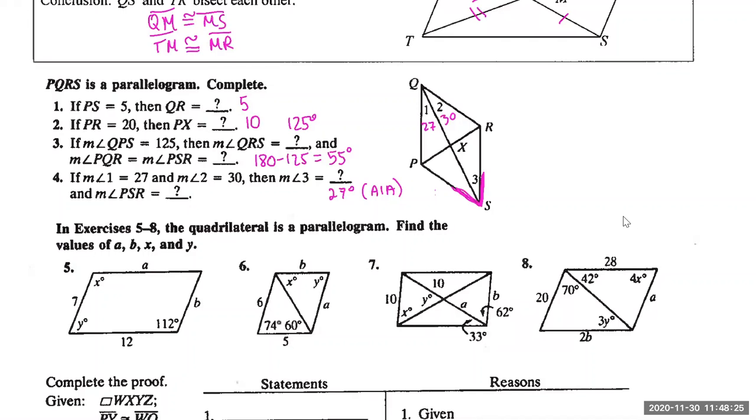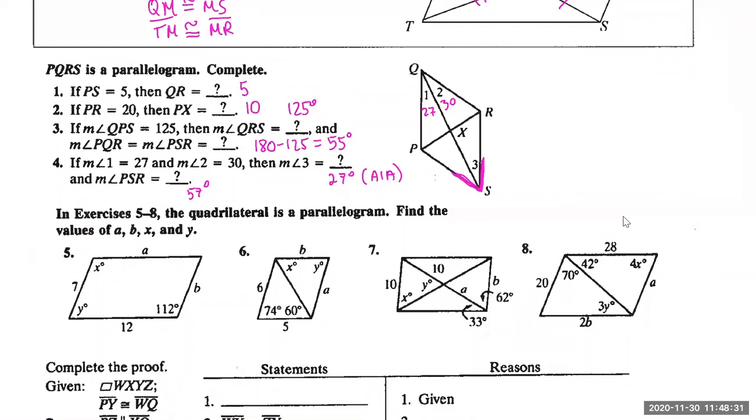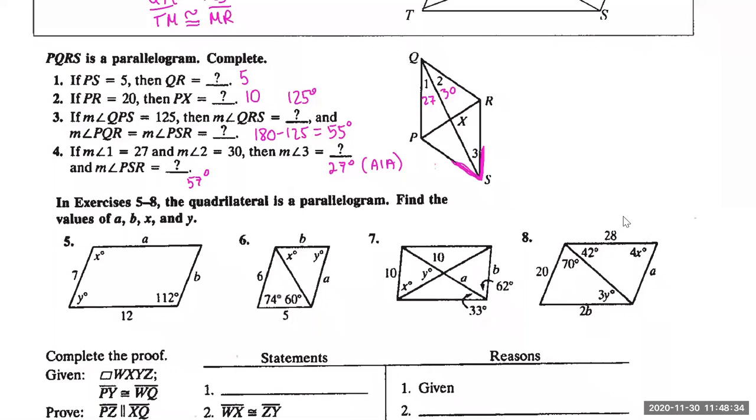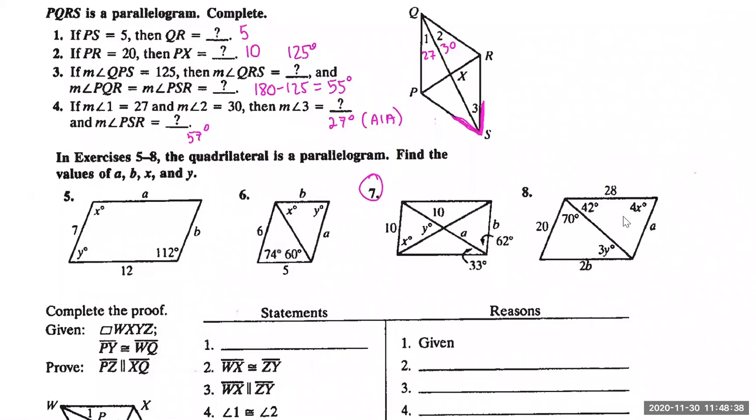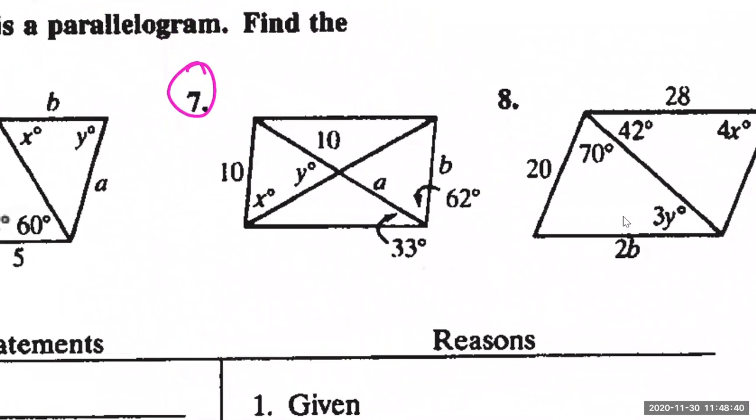If you add 27 and 30, you get 57 degrees, right? It's opposite angles to both 1 and 2. So we add the 2 to get 57 degrees. Good. All right, our last problem for today is number 7, which I'm going to zoom in on.